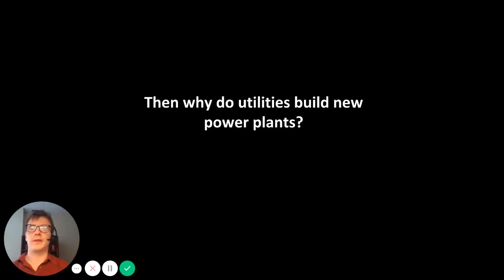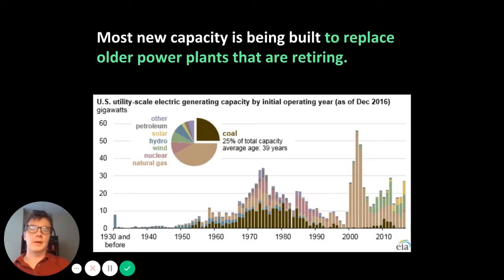So then the question is, why do utilities build new power plants? If demand is not growing, why are we still thinking about what new power plants to build? And the answer there is that most new capacity is actually being built to replace older power plants that are retiring. So what this figure shows, this is from the US EIA.